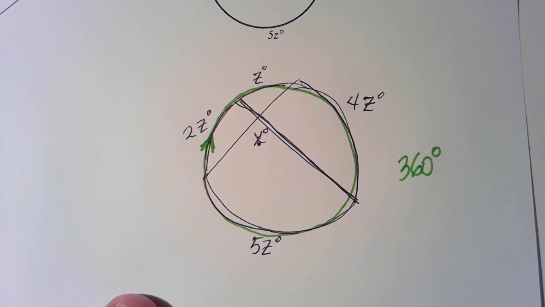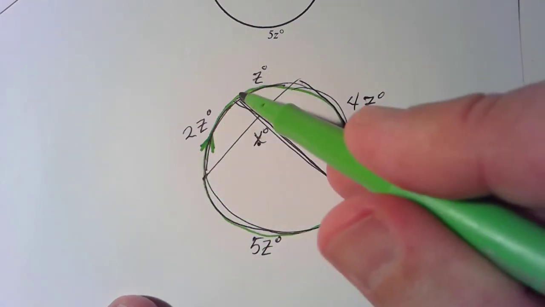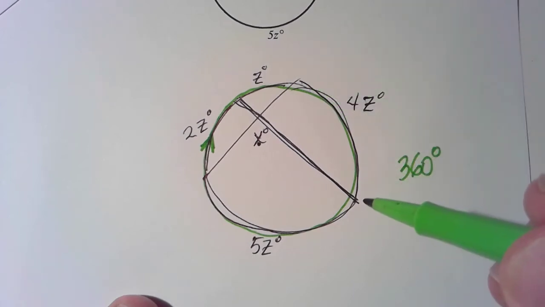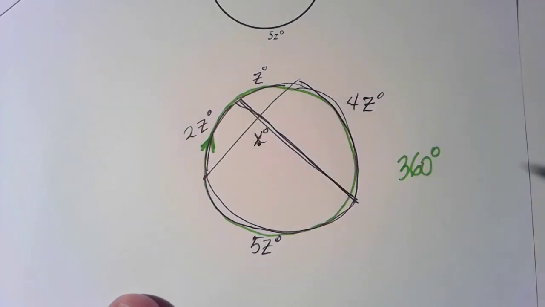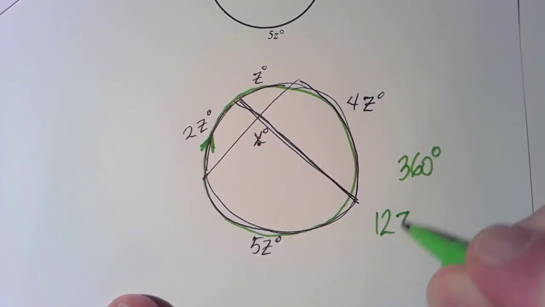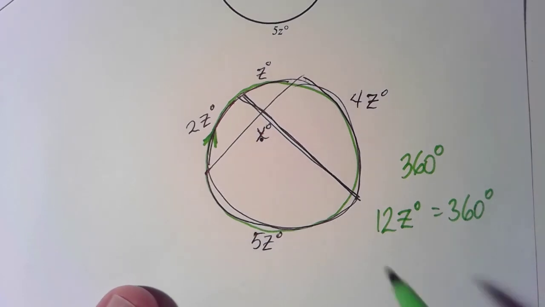And then what else do we know? We've got a 5z and a 2z and a 1z and a 4z. So we've got a bunch of z's here. And I believe that that's 9, that's 10, and that's 11, 12. So we've got 12z, 12 times z degrees equals 360 degrees. So that's the secret. Then you'll be able to solve for z, and then you can do your add the arcs, divide by 2. Add the arcs, divide by 2.